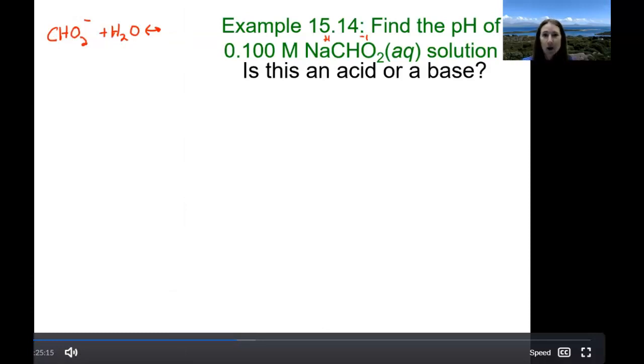See, this is where the fun comes in, right? So this is going to be a base, which makes this an acid. So when the base is gained, this is going to be H plus OH, not minus. So this is our new reaction.